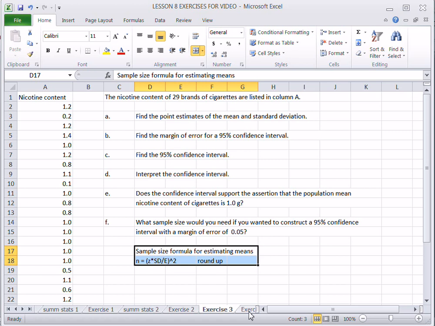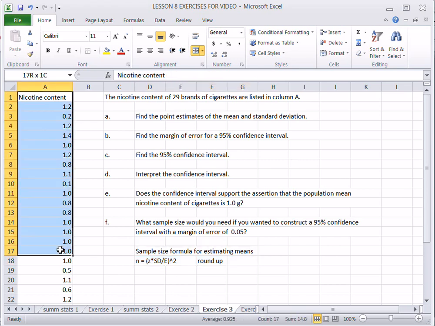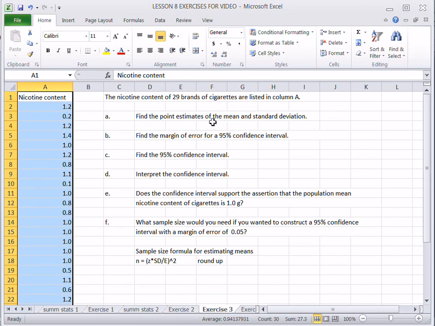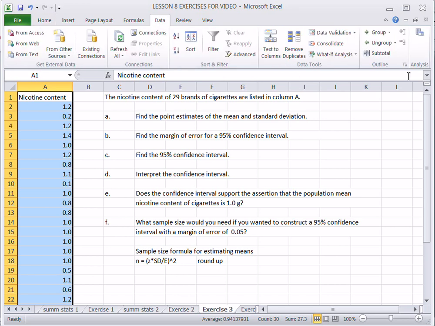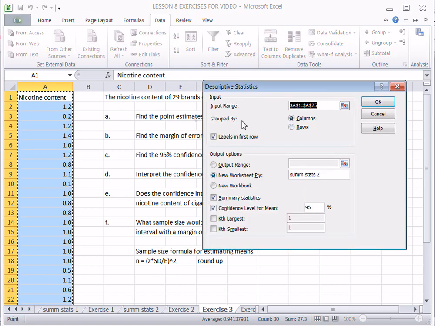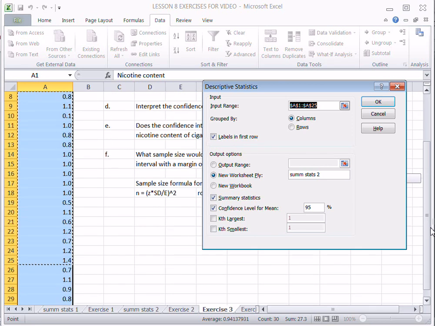Here, let's do one more example. Nicotine content of 29 brands of cigarettes are listed here. So here's our nicotine content. Again, we want to find a confidence interval, but starting with the point estimates of the mean and standard deviation. So we go to Data, Data Analysis, Descriptive Statistics. My input, A1 to A25.